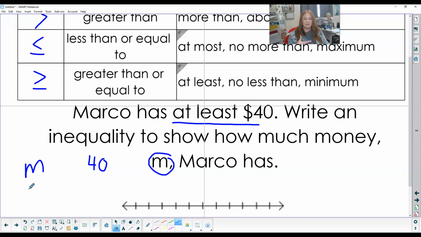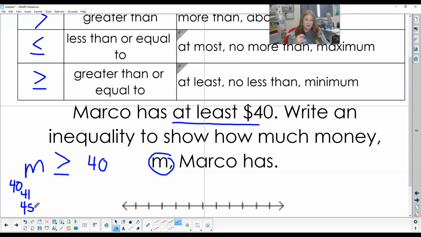What could Marco have? Like, does Marco have $30? No, he has at least 40. He's got more than that. Okay, does Marco have 41? Yeah, he could. He's got at least 40. Right? He could have 45. And then I always want to ask myself, could Marco have 40? Yeah, like he could, right? He just has at least, that's like the smallest number. So he could have 40. So this M could equal 40, and it could be bigger.